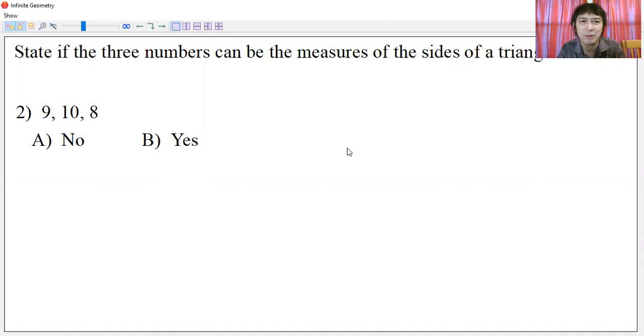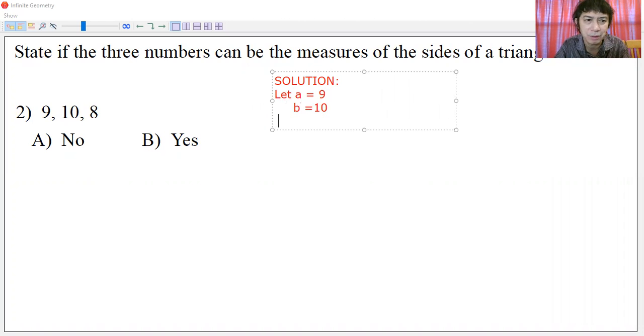State if the three numbers can be the measures of the sides of a triangle. For the solution, this should now be like this. Let A be equal to 10. Let B be equal to, no, make that 9. Let's use the proper order. Let that be 9, and then B is our 10, and then our C is our 8.